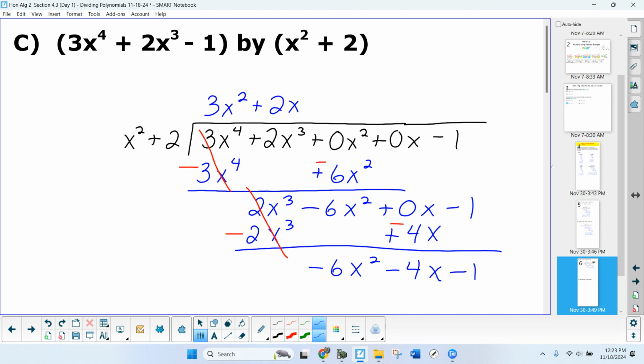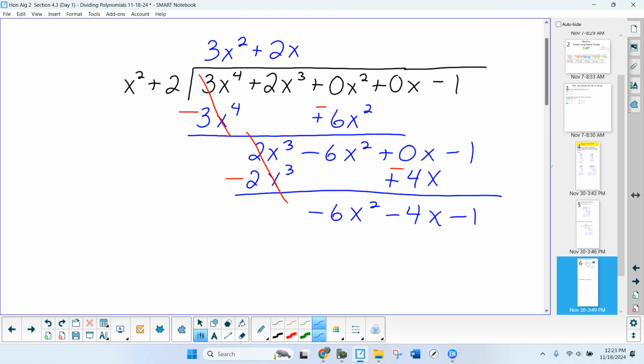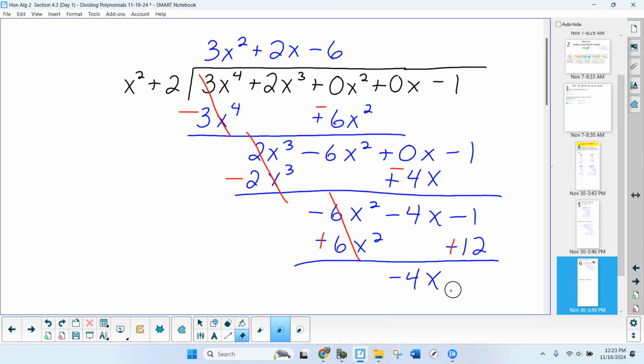Jared, what are you going to multiply x squared by to get to negative 6x squared? Negative 6. When you do, what do you get? Right now, when you multiply, you just get negative 6x squared minus 12. And now what do you do? Well, you change the signs, and then those cancel. And what do you have left? Negative 4x plus 11. All right.